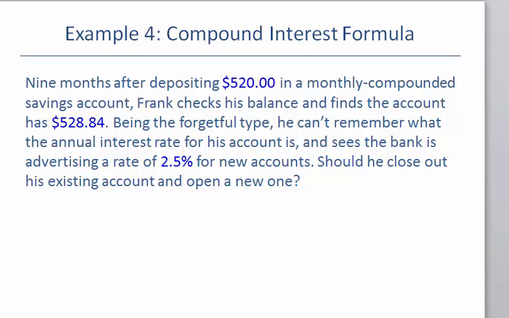So he can't remember the interest rate. Our job is going to be able to figure out what that interest rate is. So again, let's take our formula. And let's plug in what we know. So his initial deposit is the P. So 9 months after he deposited $520. So I know right now that I can put the 520 in for the P.